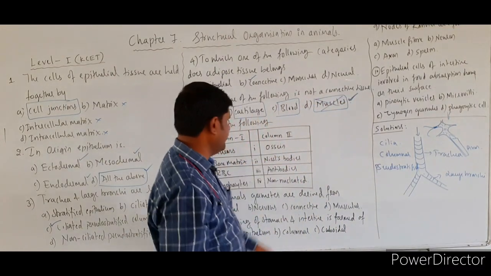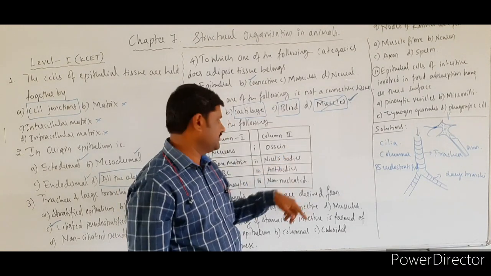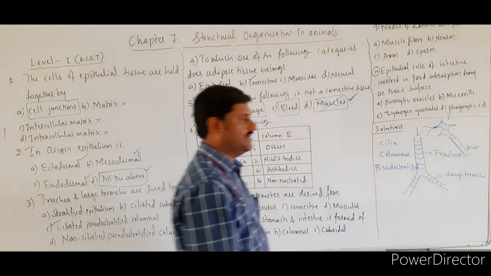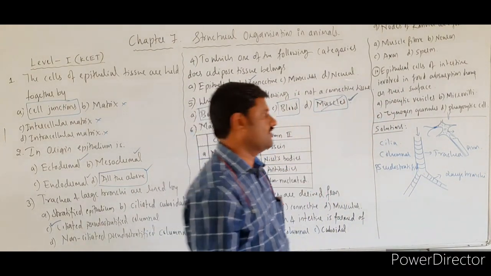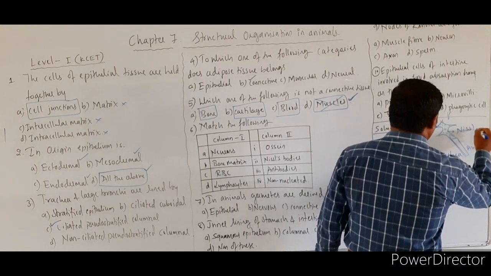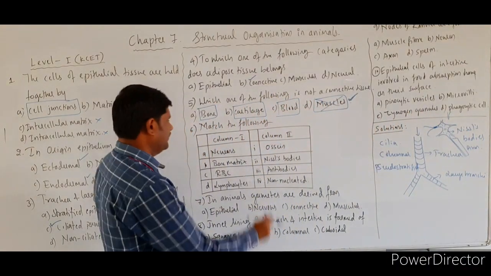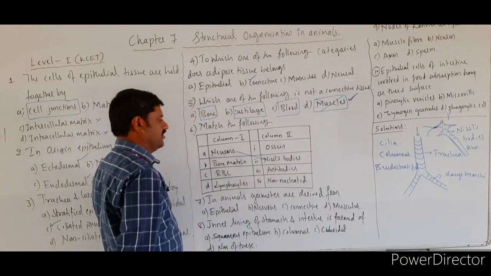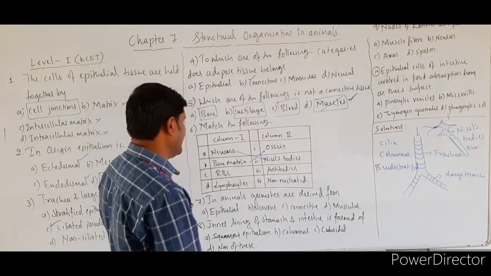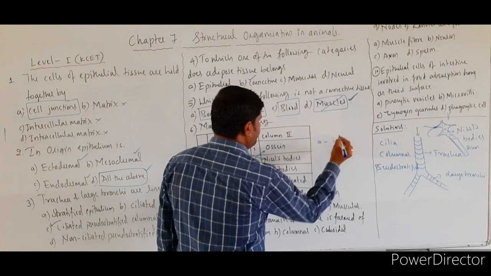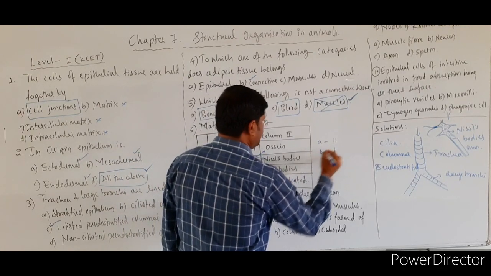So in column B, what are the structures that we are given? Ossein. Ossein is a specialized protein in bone matrix. So Nissl bodies, of course, in the cytosol there are some dark granular structures that we come across. Those are called Nissl bodies. Right? Hence the answer is Nissl bodies. Neurons have Nissl bodies. And bone matrix has ossein, a type of protein present in it. Then A is matched with option 2 and B is matched with option 1.